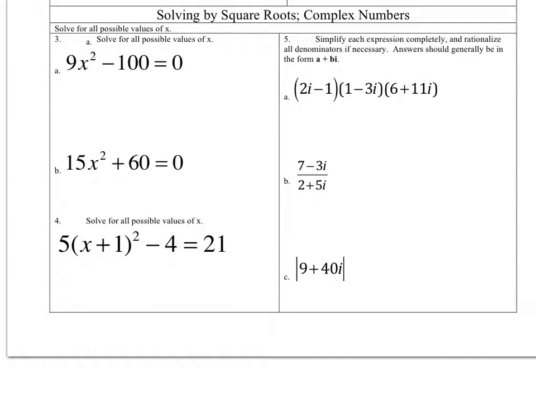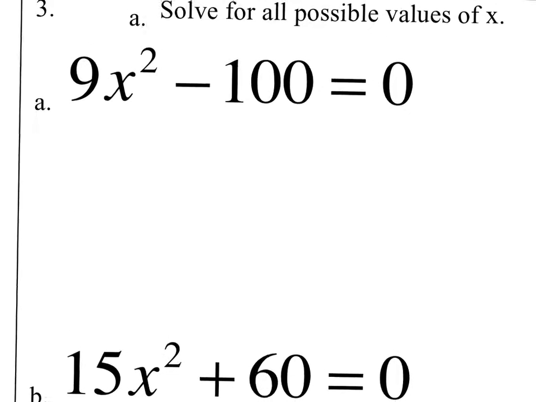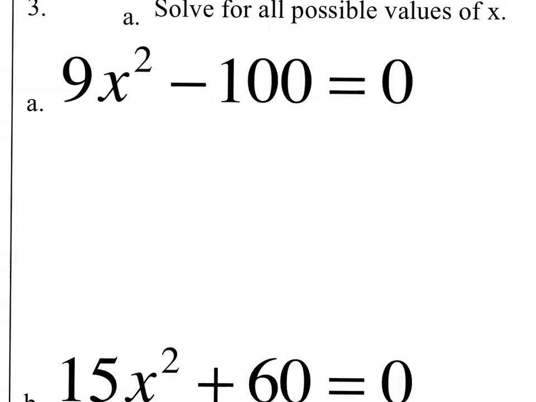Next up, we're going to be solving by square roots and dealing with some complex numbers. All right, I'm going to zoom in so I can get some better space on this. I've got 9x squared minus 100 is equal to 0. I'm going to add 100 to both sides. 9x squared is equal to 100. And divide both sides by 9.